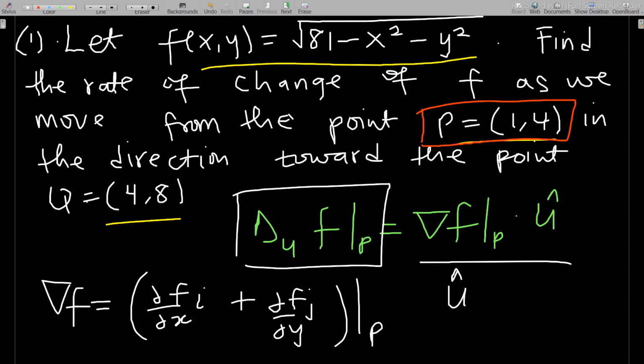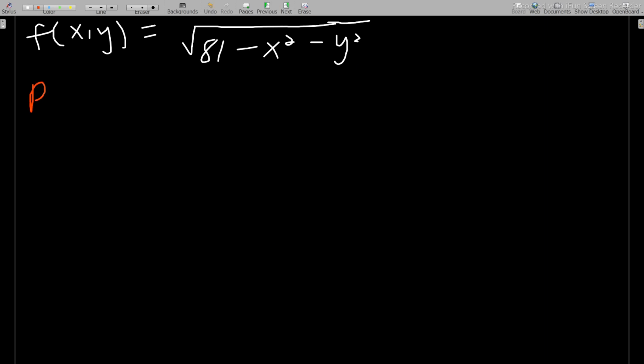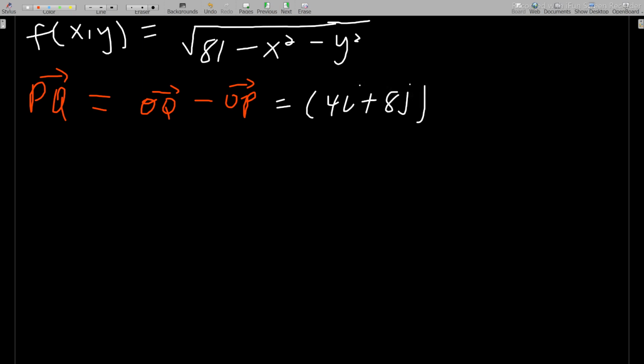So P is in the direction towards the point Q. So we have to find a vector in that direction, the vector PQ. From vectors and mechanics, this is simply OQ minus OP. OQ is simply (4, 8), so we have 4i plus 8j minus (1, 4), which is i plus 4j, and this will simply give me 3i plus 4j. We said this will be our u.